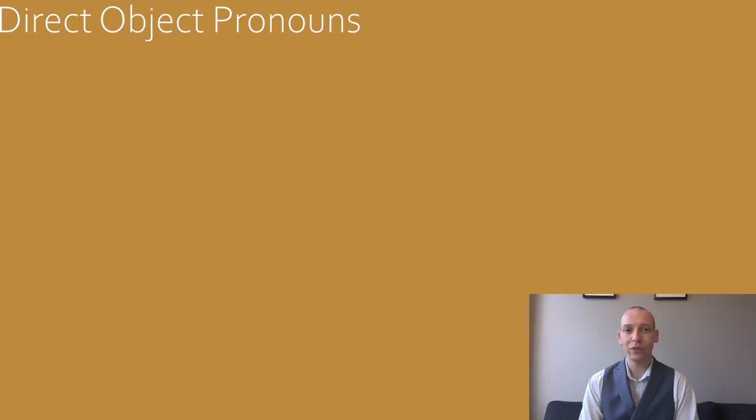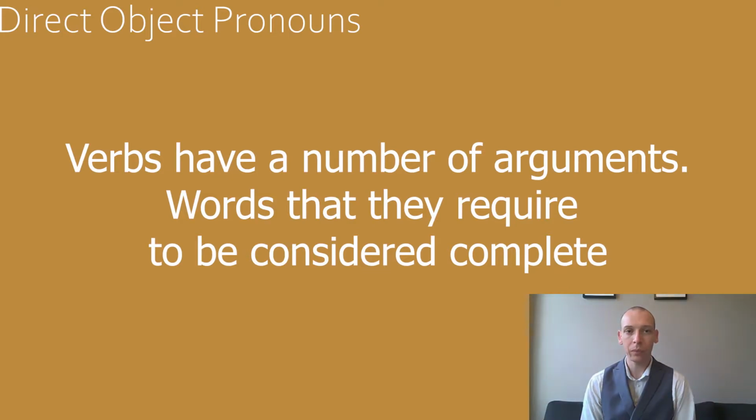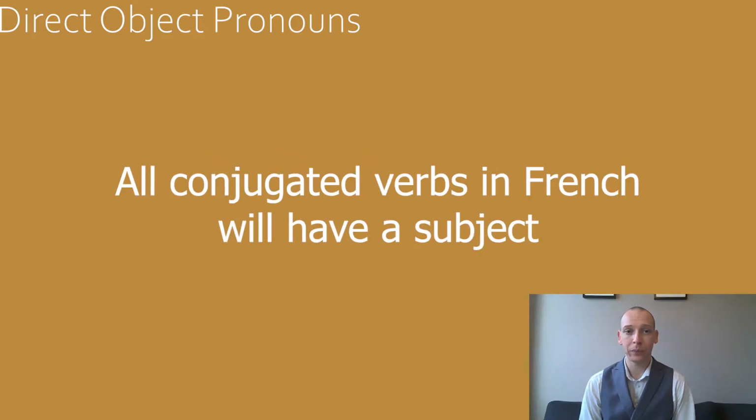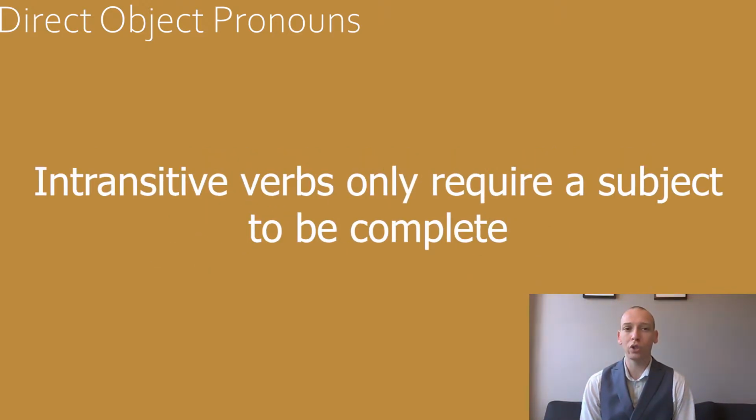There are a few different classes of verbs, but the one I'll be looking at today is a class called transitive verbs, or monotransitive verbs. All verbs take a number of arguments. The first argument that a verb can take is the subject. And in English and French, all conjugated verbs will take a subject. Some verbs can be used with just a subject and no other arguments. These verbs are called intransitive.